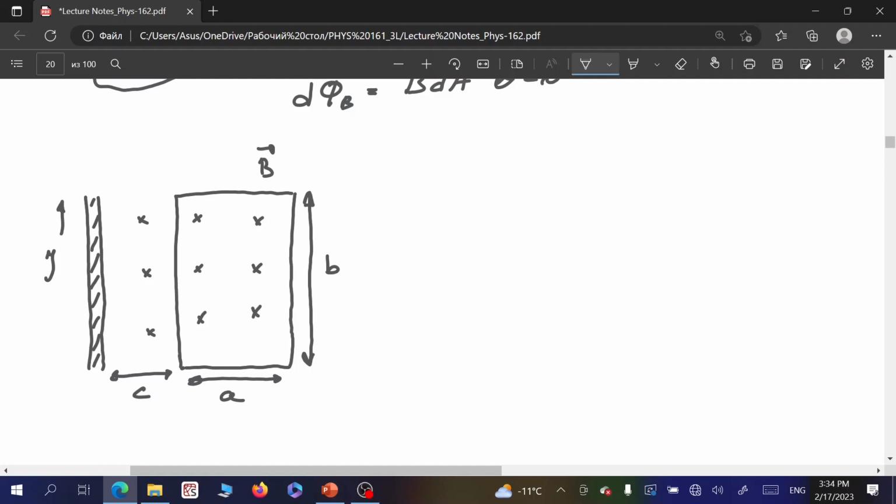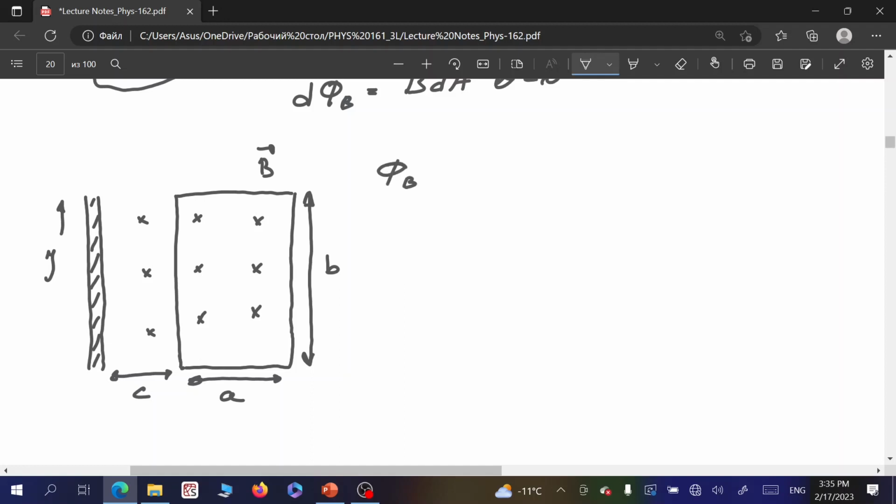And why, if it's uniform, don't we consider any angle? Because we have a right angle between the plane of the frame and the magnetic field vector. So if we consider dA as a vector, they will be parallel. So if they are parallel, then we consider only the magnitudes of the two vectors. In other words, we just multiply the magnitude of the magnetic field and the area of the frame. However, we need to take into account this non-uniformity of the magnetic field.